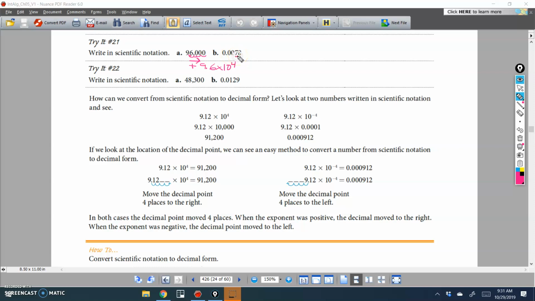For B, 7.8 will be my number. So my decimal point needs to go 1, 2, 3 to the left. So because we went to the left, we're negative. So my number will be 7.8 times 10, and we went 1, 2, 3 to the left. So because we went to the left, that'll be a negative 3 there.